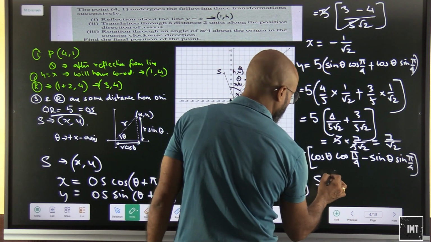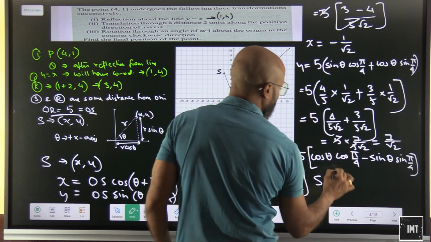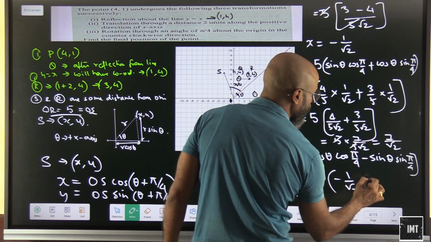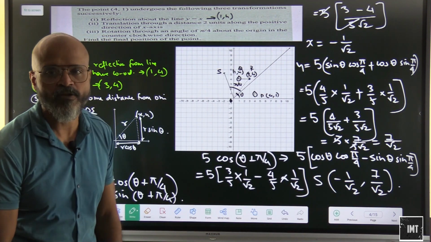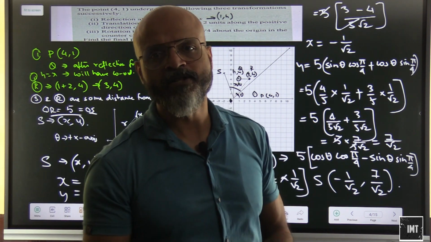So S point has coordinates what? Minus 1 by under root 2 and 7 by under root 2. That's the S coordinate points. Okay, the coordinates of S basically.